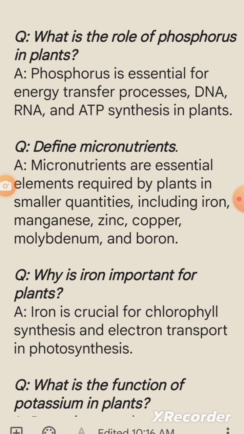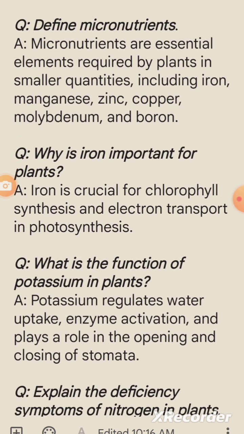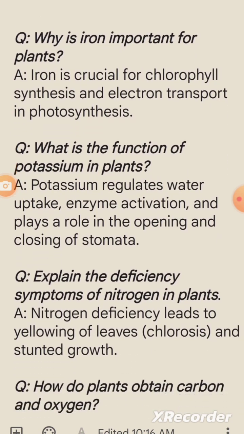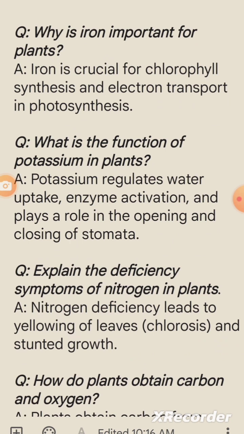Question: define micronutrients. A. Micronutrients are essential elements required by plants in smaller quantities, including iron, manganese, zinc, copper, molybdenum, and boron. Question: why is iron important for plants? A. Iron is crucial for chlorophyll synthesis and electron transport in photosynthesis.